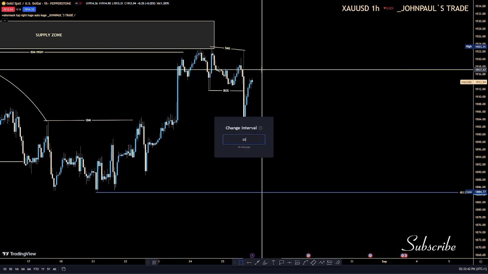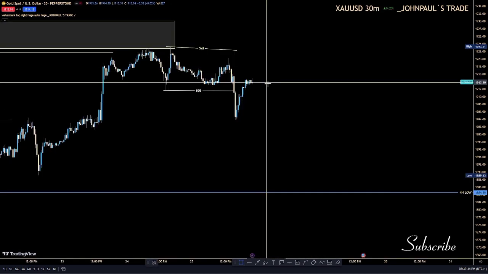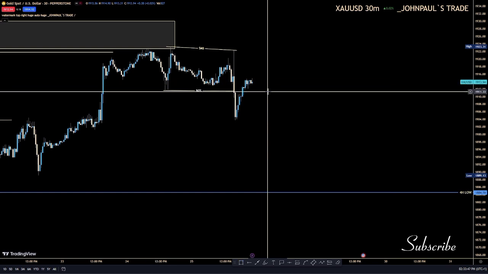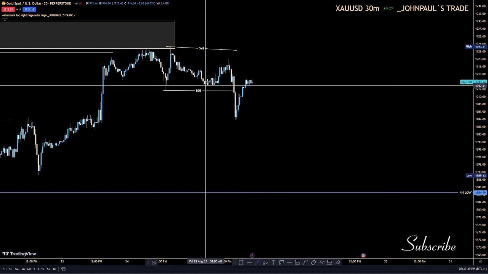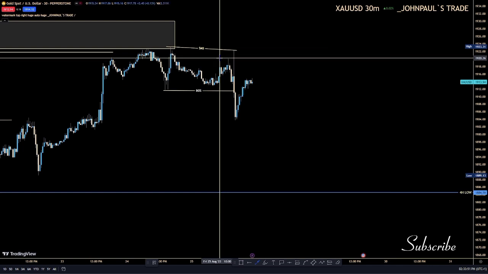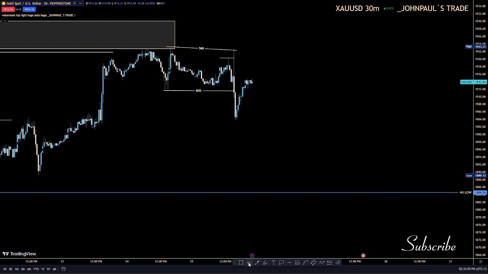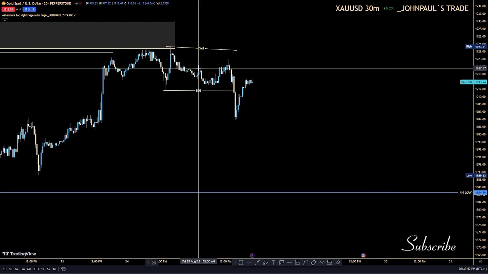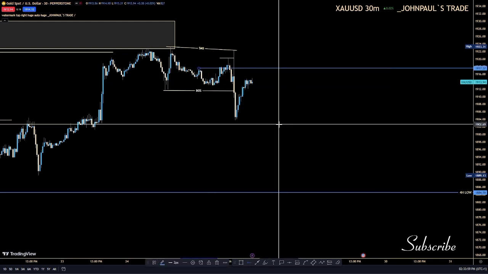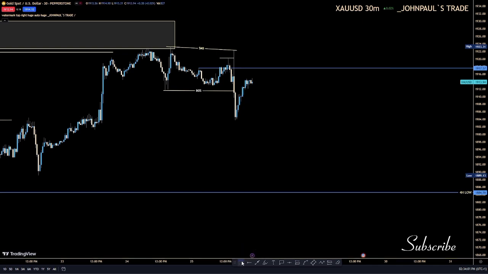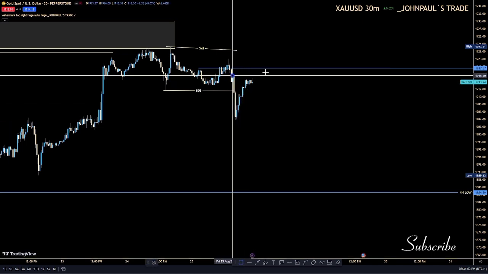Remember you have the QML there, so whenever you are marking your supply zone, don't refine it too much. You must make sure you mark the first point that the market is likely to touch, because if you refine to that stop hunt there or that QML, the market may not reach over there. Then you might have missed out in the market.